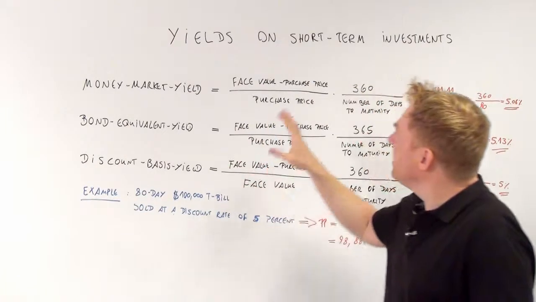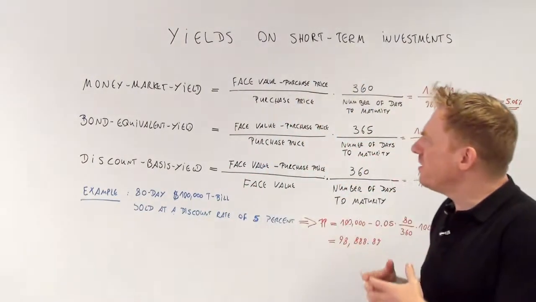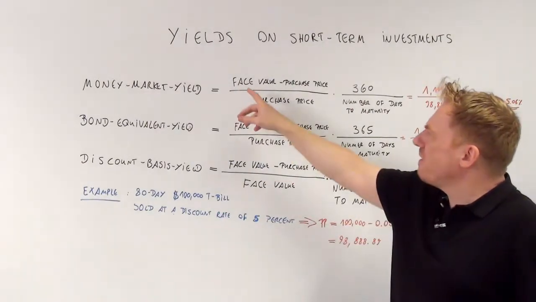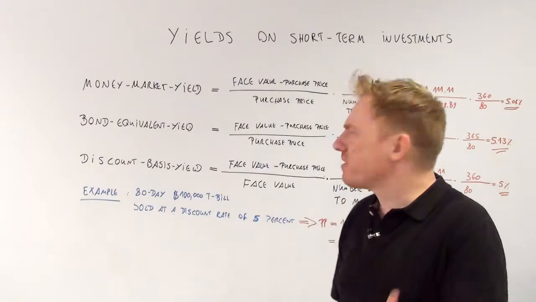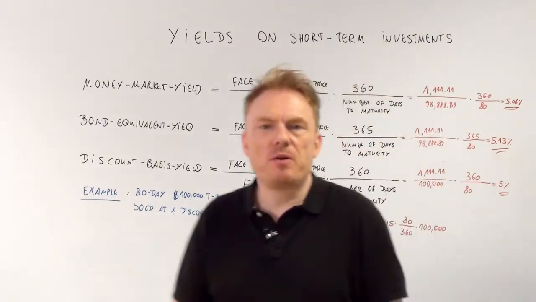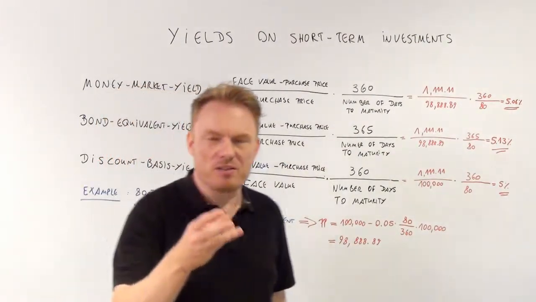We're talking about yield on short-term investments. You look at different things. We look at face value first. Second, we look at the purchase price. And of course, which is very important to us, the number of days to maturity of the bond.